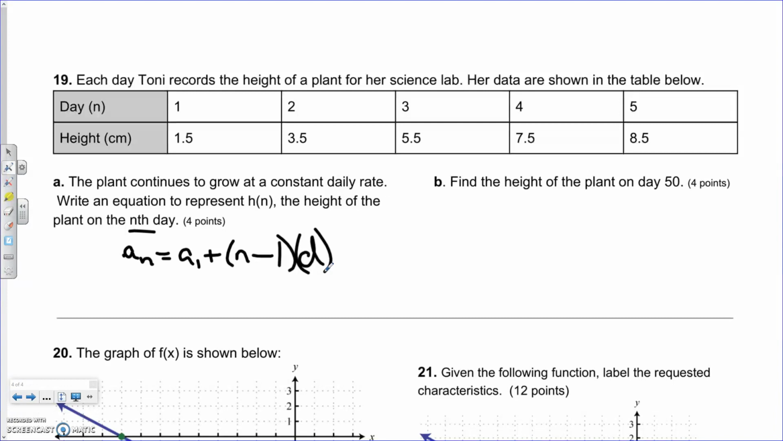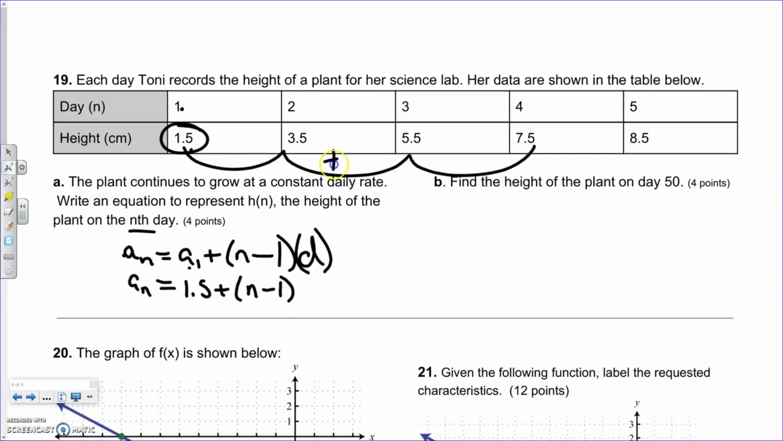So, looking at this, I just need this little bit of information. a sub n is going to be equal to the first term. Well, the first term is going to be 1.5. So I'll put in 1.5 plus n minus 1 times the common difference. Now, the common difference, that's increasing by 2 each time, so that would be 2.